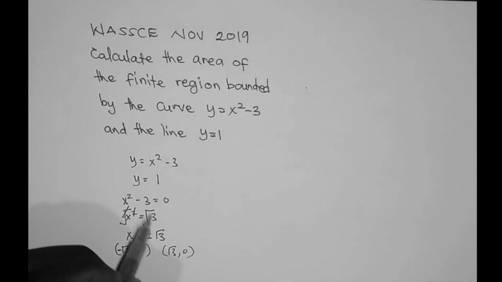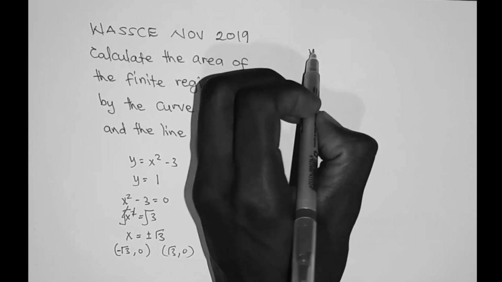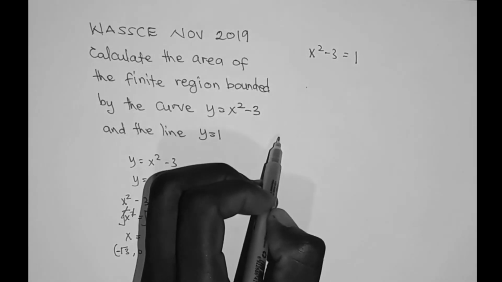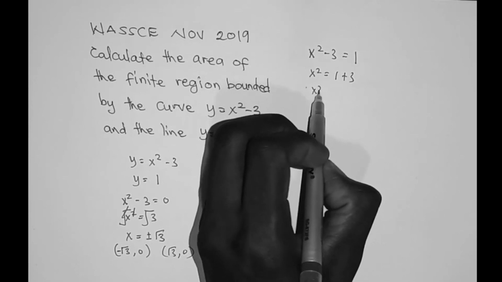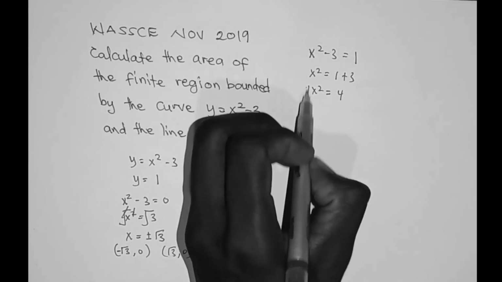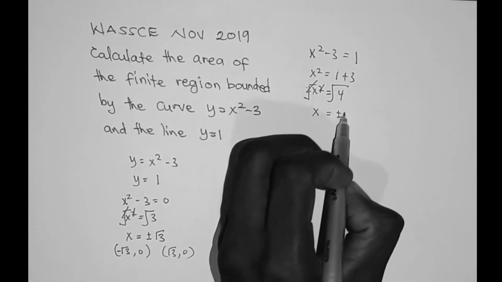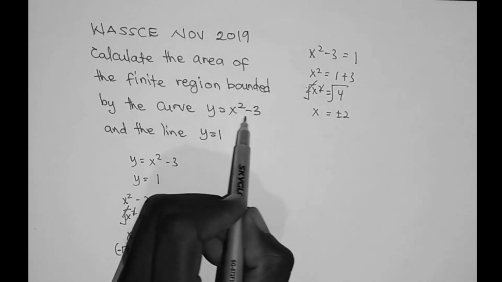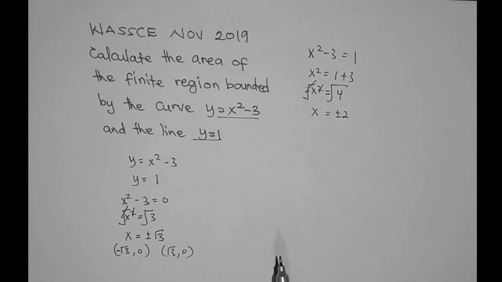Then let's equate these two lines to find the point of intersection. x squared minus 3 equals the second one, which is 1. So x squared is equal to 1 plus 3. So x squared is equal to 4. And if you take the square root of each side, we find out that x is equal to plus or minus 2. It means that the curve and the line intersect at the points for which x is equal to minus 2 and also x equals 2.